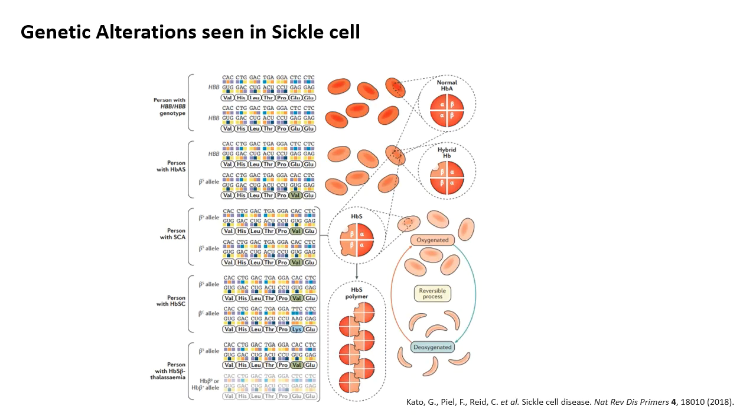So what are the genetic alterations seen in sickle cell? Now, a person with a normal genotype will have these six amino acids. If you see this position, glutamic acid is present on the sixth position. If one gene is normal and the other one is S, here you can find that the glutamic acid is replaced by valine, as thymidine is replaced by adenine.